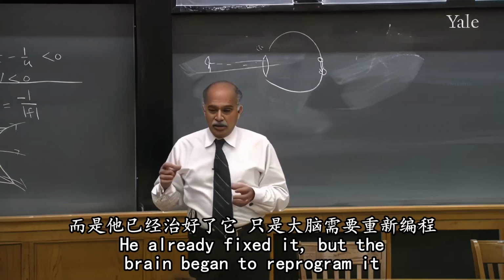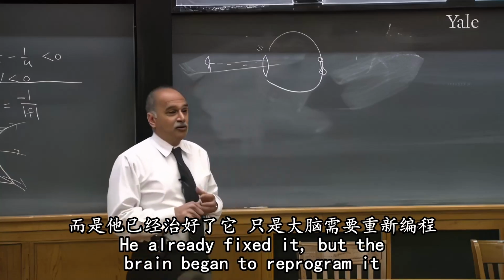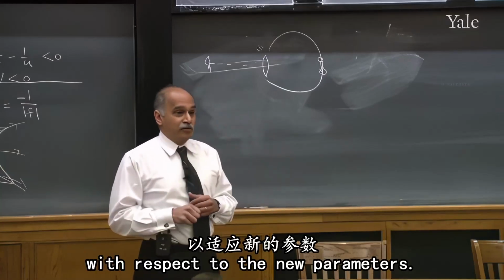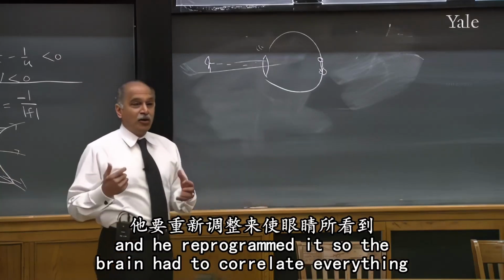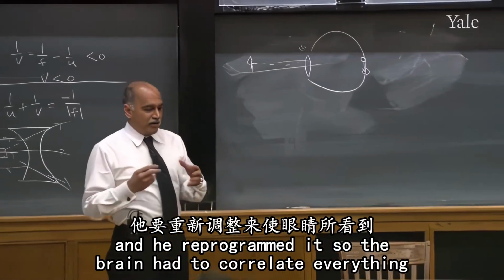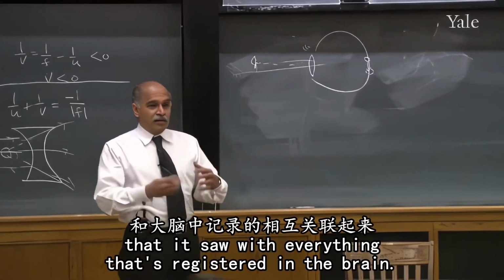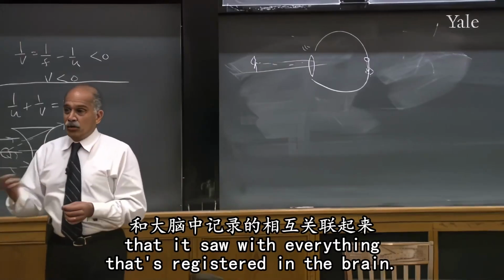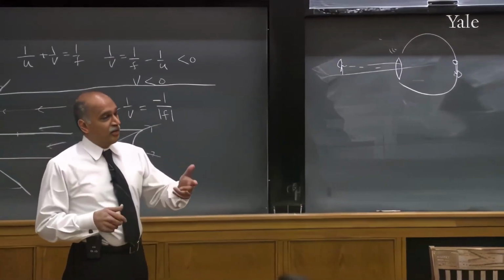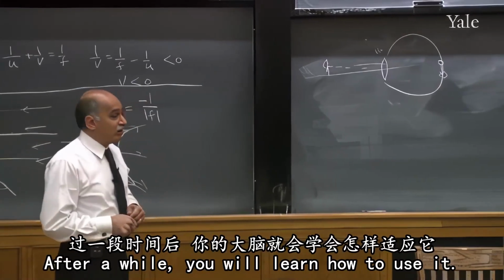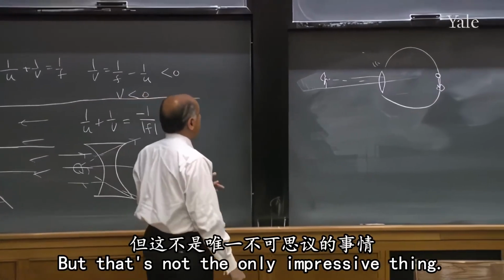He already fixed it, but the brain began to reprogram it with respect to the new parameters. He had changed the parameters of the eye, and the brain had to correlate everything that it saw with everything that's registered in the brain. So you just need a one-to-one map. You can flip it any way you like. You can flip it once or twice and any number of times. After a while, you will learn how to use it. But that's not the only impressive thing.